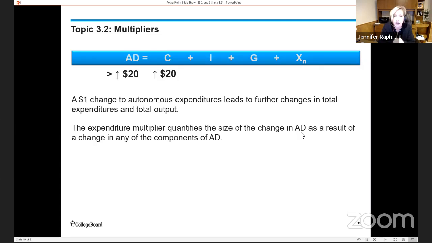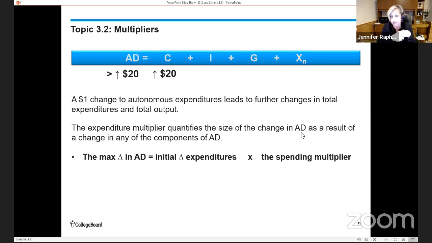So that word autonomous, don't let it trip you up, right? Autonomous just means wasn't caused by any outside factor. So if I decide all of a sudden that I'm going to start spending more money than I was before, that's an autonomous change in consumption. If firms are investment spending at some rate and they decide for one reason or another to increase their rate of investment spending, then that's considered an autonomous change in expenditures. Okay.